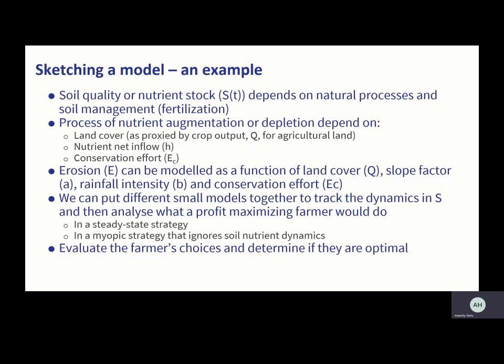So in short, we can sketch out the elements of a model for a soil management problem, and then we can use it to find out what an optimal management would look like, and then we can compare with what we see in reality and see if farmers are doing the things that economists would expect from rational optimizing agents or economic agents.